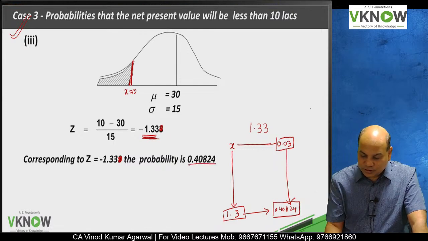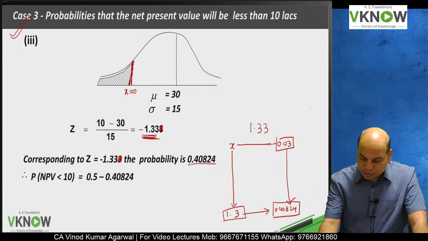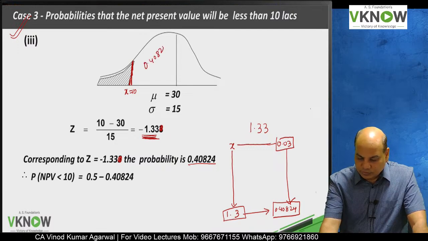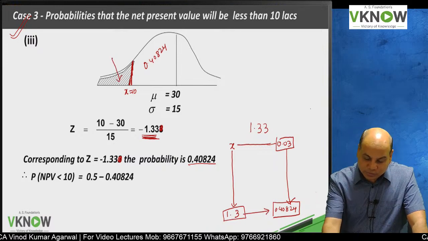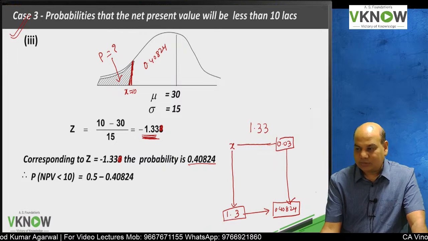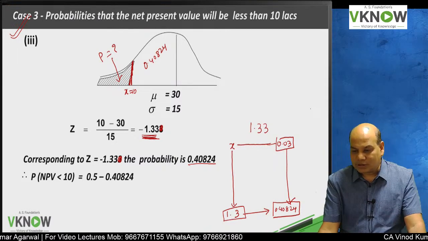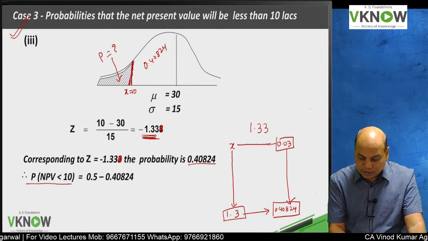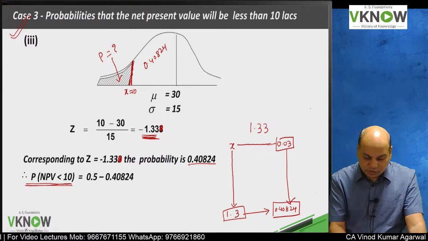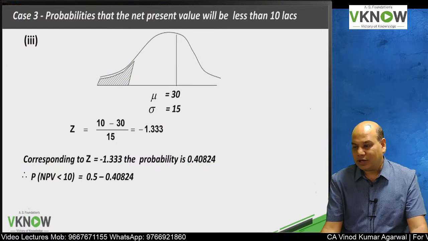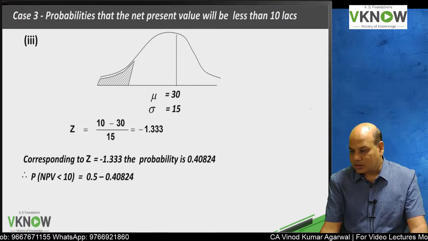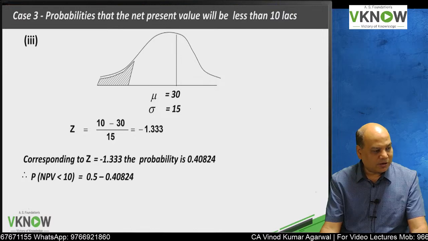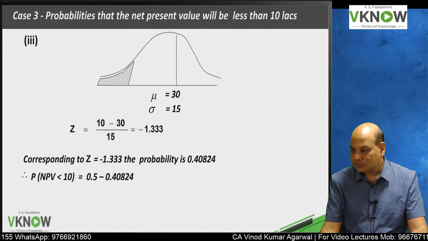So 0.40824. That 0.40824 is the probability of this area, but I don't want that. I want probability of this area. Therefore, probability that NPV will be less than 10 lakh is 0.5 minus 0.40824. Answer please. Come on, reply fast.